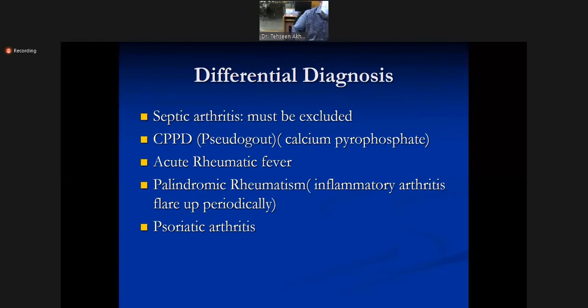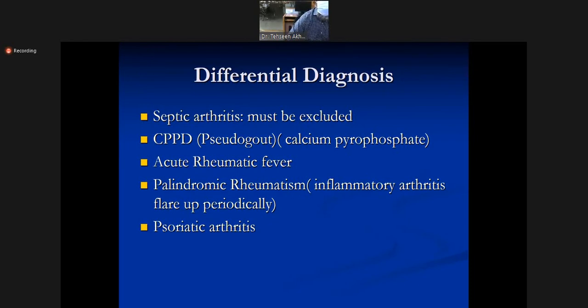What are the differential diagnoses? Septic arthritis. It looks like septic arthritis and must be excluded. When we aspirate the joint, when we take out the synovial fluid, we examine the fluid and send it for culture as well. And this rules out the infection.